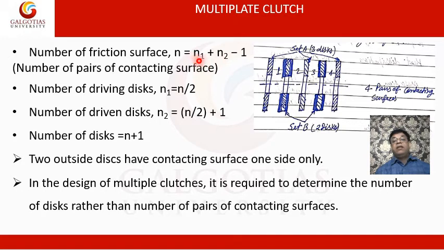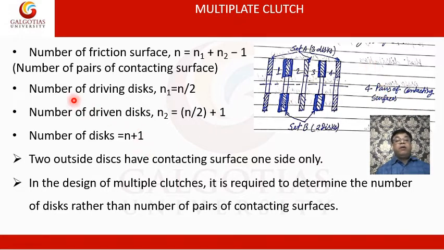So n1 is the number of discs, you may take this 3, plus n2, the number of discs on set B, is 2. So 3 plus 2 minus 1, that is equal to how much? 4. So that's why the answer is 4 pairs of contacting surfaces. So this is one thing.